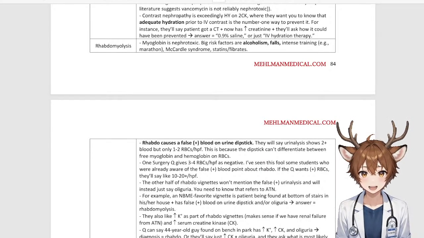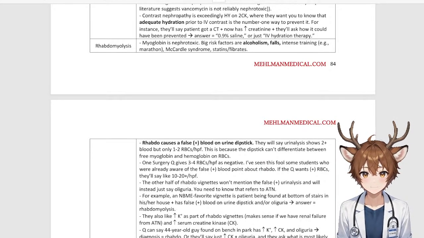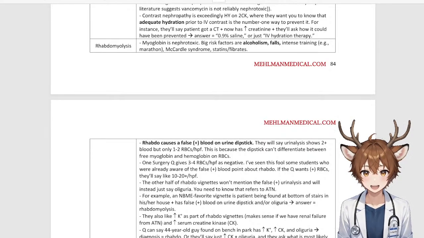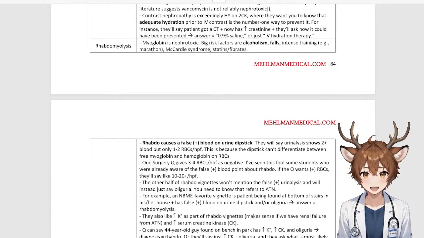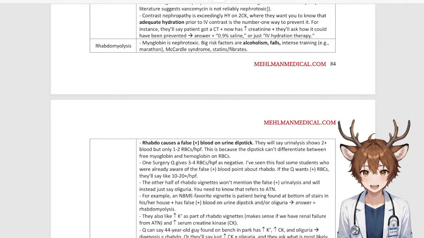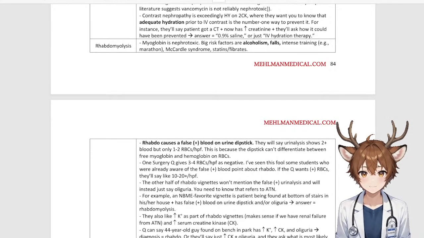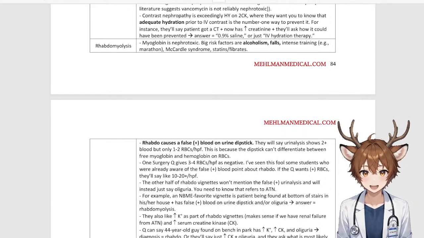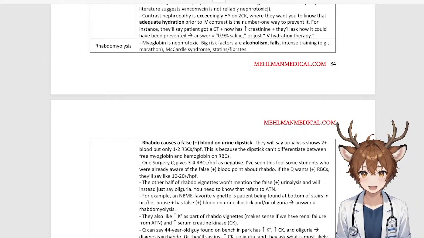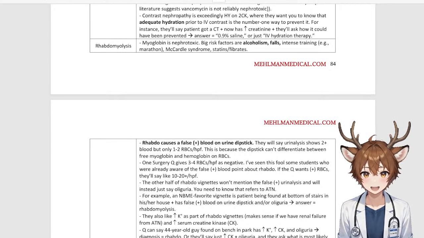For example, an NBME favorite vignette is a patient being found at the bottom of stairs in his or her house plus a false positive blood on urine dipstick and/or oliguria. The answer should be rhabdomyolysis. They also like the elevated potassium as part of the rhabdo vignette. Makes sense if we have renal failure from ATN and an elevated serum creatine kinase, CK.